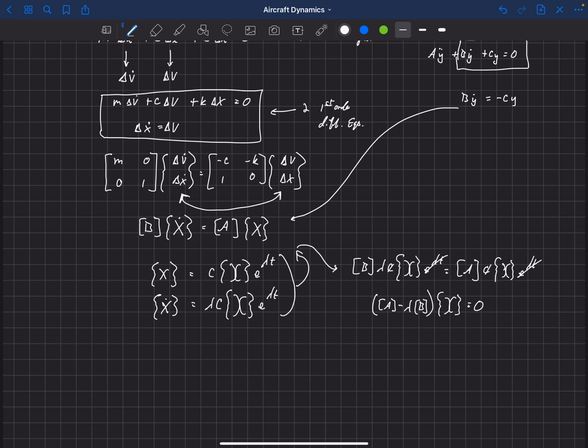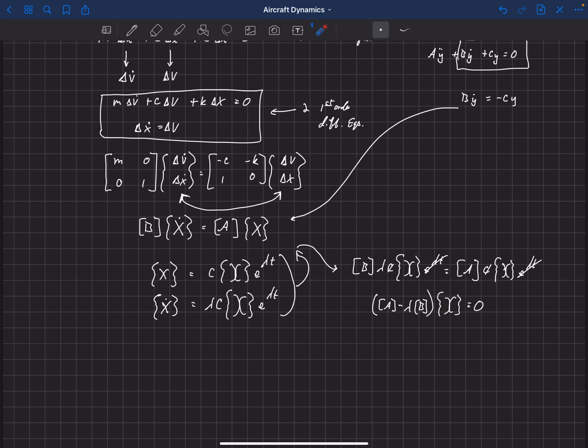Okay, so what we don't know here is actually two things. We were given matrices A and B, but we don't know lambda and we don't know chi. So this is a general eigenproblem, and what we get out of this once we solve it is some eigenvalues, these lambdas, and we're going to get out eigenvectors chi.